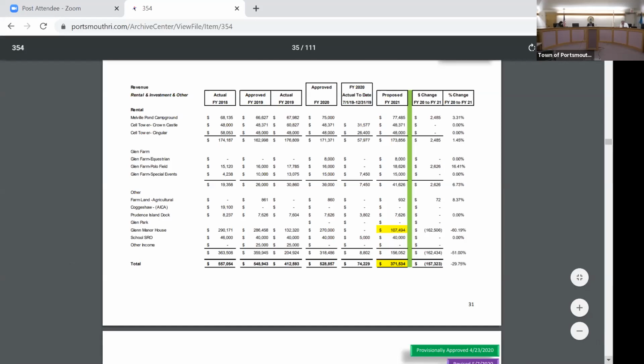These changes result in a reduced projection of revenue and other revenue from $489,971 to $371,534. So we are asking for new provisional approval of $371,534 for rental, investment, and other revenue.